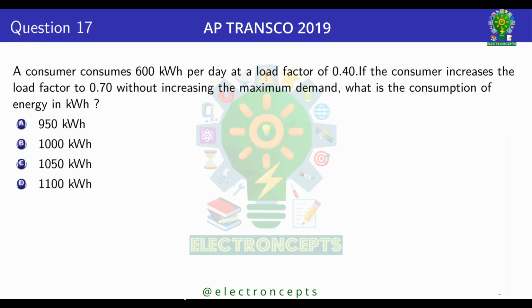Question number 17. A consumer consumes 600 kilowatt hour per day at a load factor of 0.4. If the consumer increases the load factor to 0.7 without increasing the maximum demand, we need to find the consumption of energy. For this, we need to note the relation between energy and load factor, which is energy is equal to load factor into maximum demand into time. Generally, time is considered for 24 hours. In this question, it is mentioned that the maximum demand is not changed. Therefore, Pmax is taken as constant.